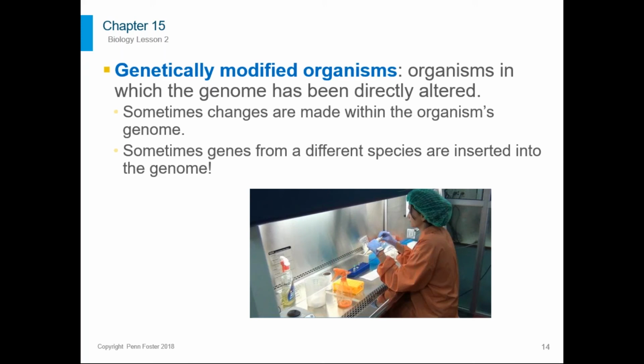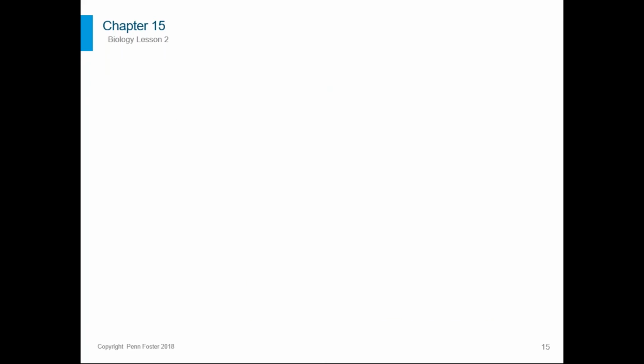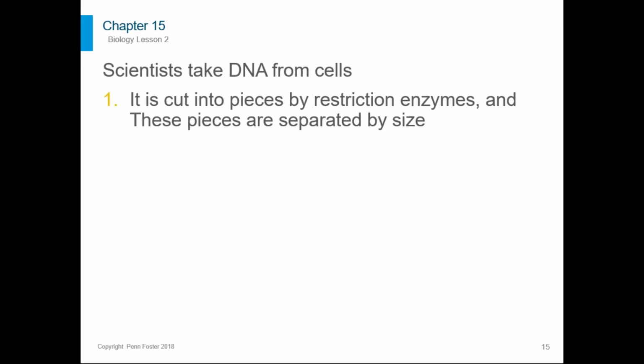So how is that done? How do they take a gene from one thing and put it in another? Well, it's pretty complicated. Your book breaks it down into a few simple steps, and we're going to go over those. Obviously, this is just a really simple overview. There's a lot of technological stuff happening. But the basic idea is the scientists take DNA from cells and cut it up into pieces using enzymes called restriction enzymes that just cut DNA. That's what they do normally in your body, and we harness them to do it to the DNA in the lab.